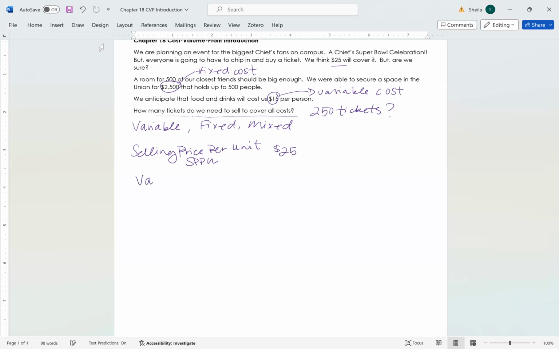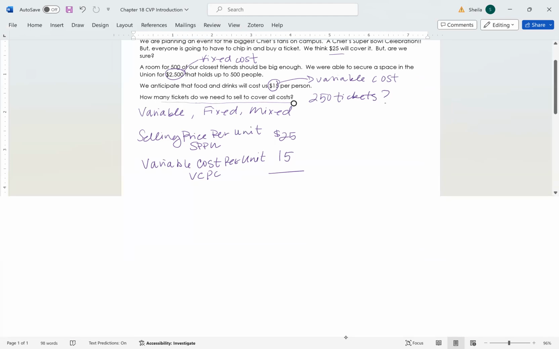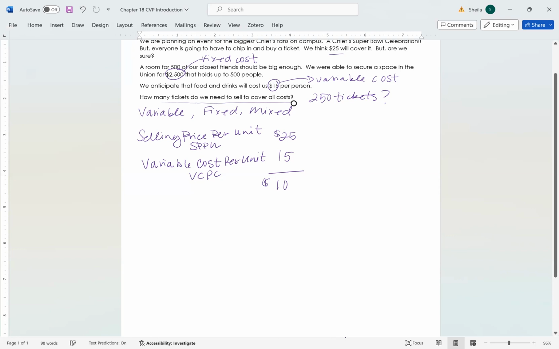Now, we also have what's known as a variable cost per unit. Notice it's not fixed cost per unit. This is variable cost per unit. We found that to be $15. So if we subtract that, we end up with $10 for every ticket sold that can help us cover the fixed cost. This $10 is known as contribution margin per unit. And if you think about this, what we're really saying is that for every ticket sold, that ticket is going to contribute or give us some extra to cover our total fixed cost.